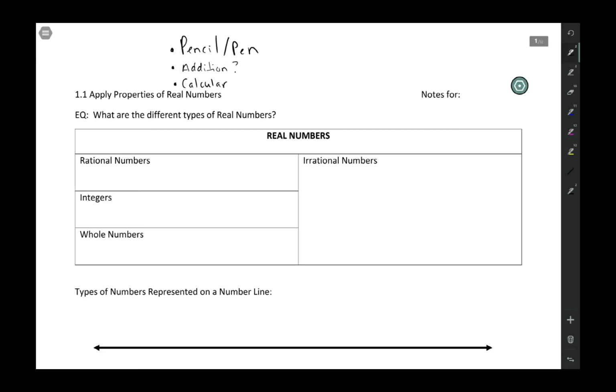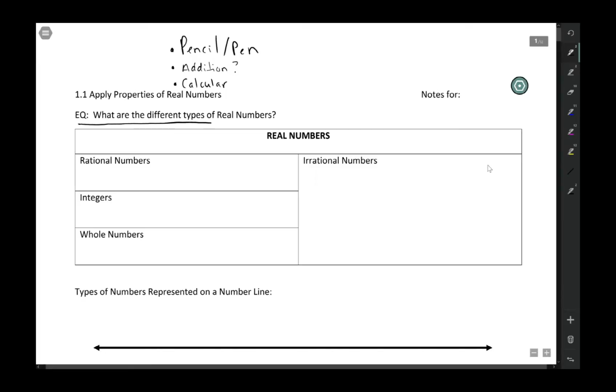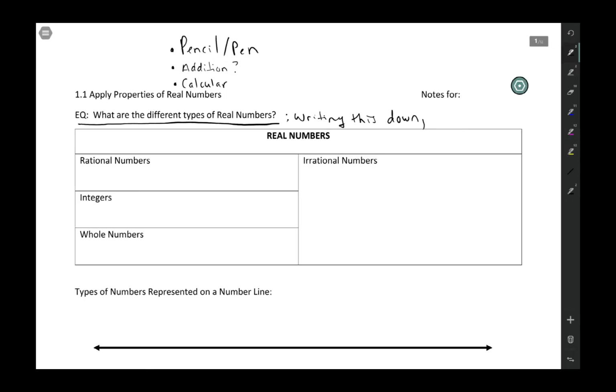Now, the other thing is your essential question. Make sure you are responding, either writing it down or, I believe I will allow you to just share it under the comments on the website, but you need to either have it written down or on the website if you can't do that. But again, we'll work through those bugs. Real numbers, let's get right to it.